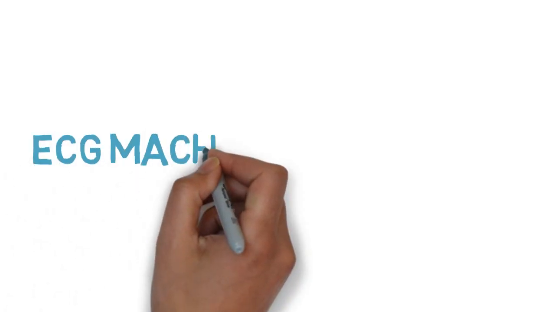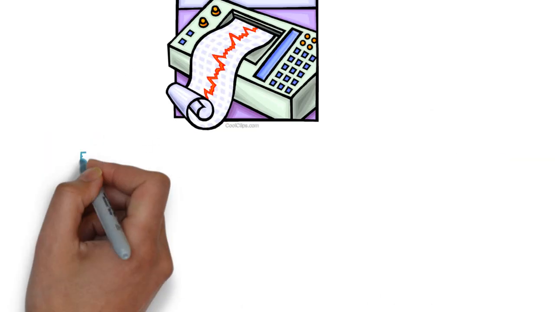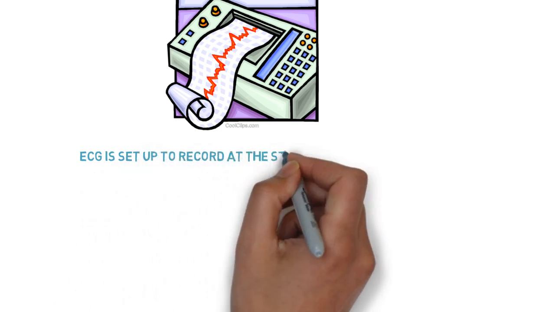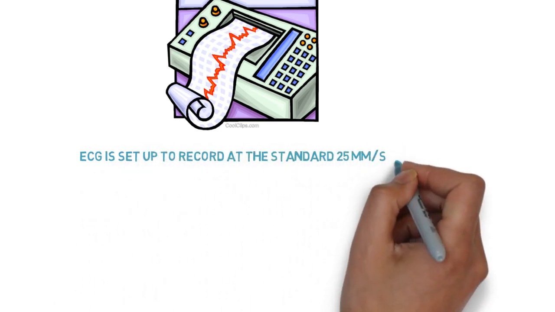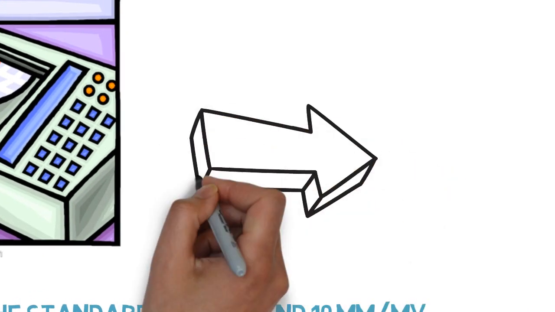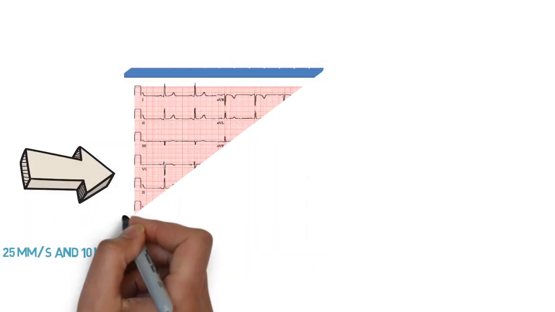Today, I'm going to present ECG Machine Calibration. This is basically an ECG machine. ECG is set up to record at the standard 25 mm per second and 10 mm per millivolt. Now, what this 25 mm per second and 10 mm per millivolt is, I'm going to tell in a minute. This is ECG paper.